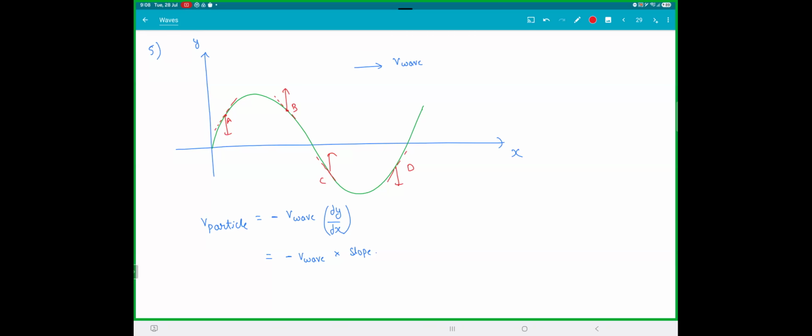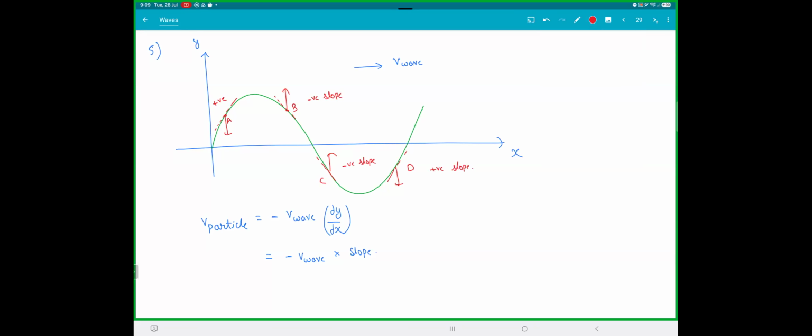This is pure maths. If the slope is negative, negative of negative, it is going up. V wave is anyway positive. So we have a negative slope, this is a positive slope, this is a negative slope, this is also a negative slope, this is a positive slope.